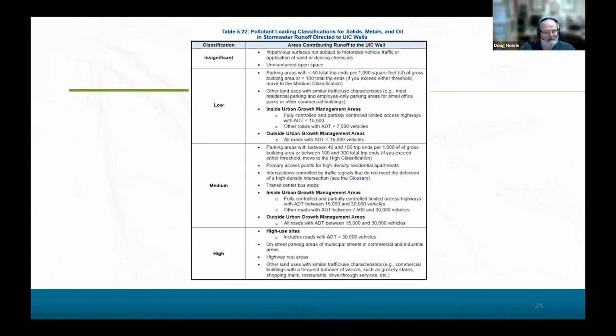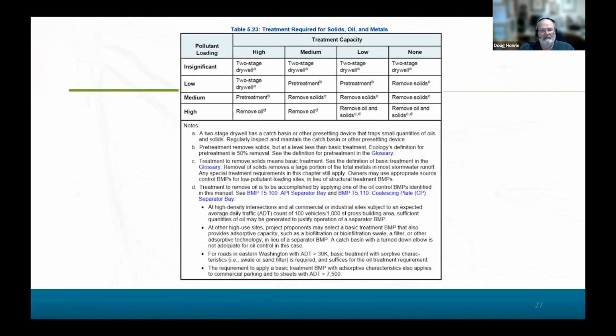It's not going to get oil. It's not going to have a lot of dirt coming onto it. Low, medium, and then high. ADTs are identified for us, specific numbers that we can use to say, yes, it's in medium, or no, it's not in medium, it's in low. So we have a way of calculating exactly what classification we have. And once we get to that point, we now have this matrix that takes treatment capacity on the top, pollutant loading on the bottom, and you identify where you are in that matrix.